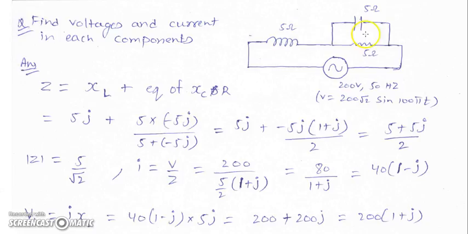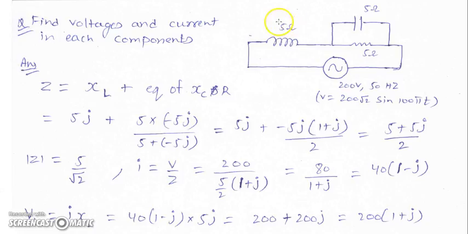A 5 ohm resistance will remain as 5 ohm resistance, but if an inductor is there, that will be represented as plus 5 iota, and in case of a capacitor it will be represented as minus 5 iota. Okay, so why is it so? As they are imaginary resistances, we put an iota sign with the angular frequency.